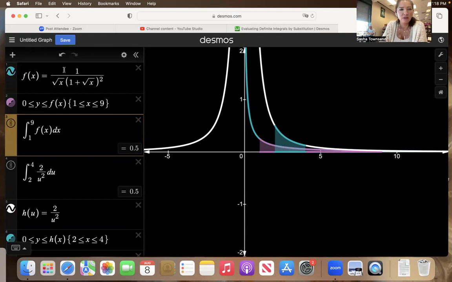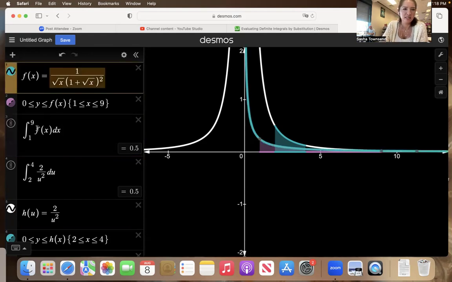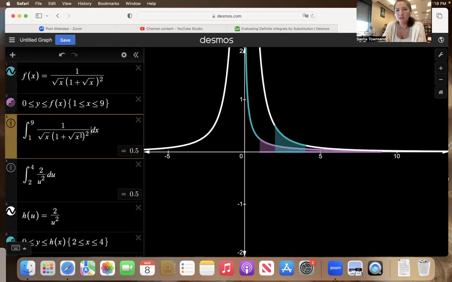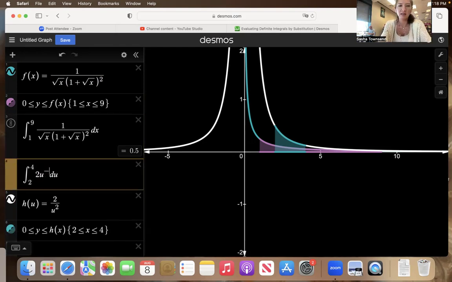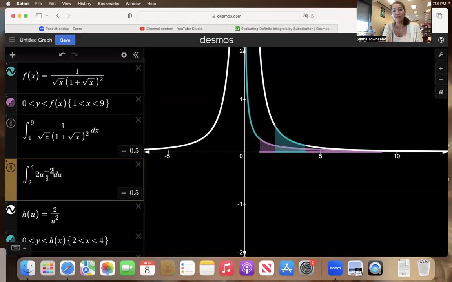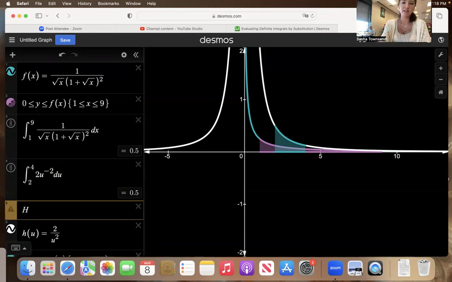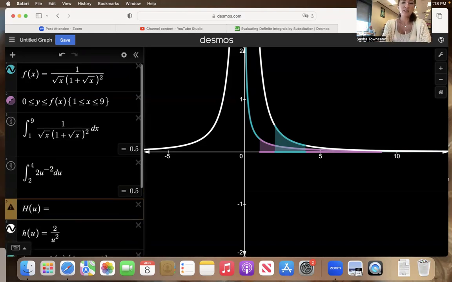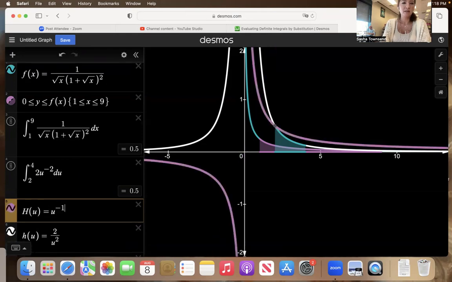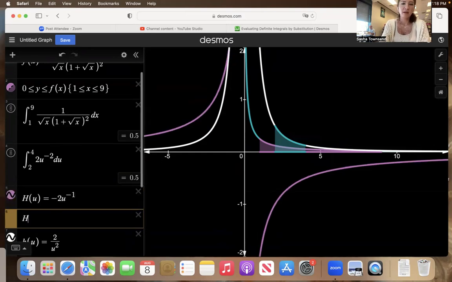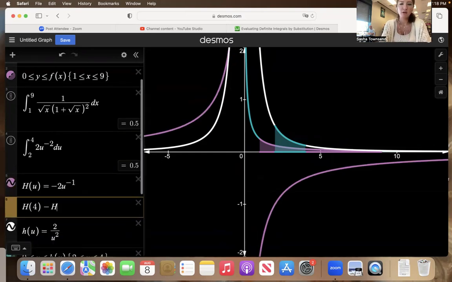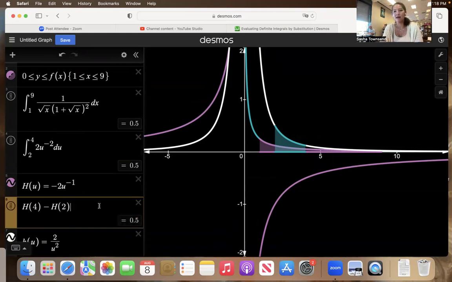Now, if I'm trying to evaluate this first integral, we see it and it looks like this. We say that looks way too complicated, I can't do it. But if I do the u-substitution and I write it like this, or even better, if I write it like 2u to the negative 2, then I can say, okay, I just use the power rule. We compute the antiderivative. I'll call that capital H of u. So we add 1 to the exponent, divide by the new exponent, and then we substitute in the upper bound of 4 and the lower bound of 2. And we get that 1/2.